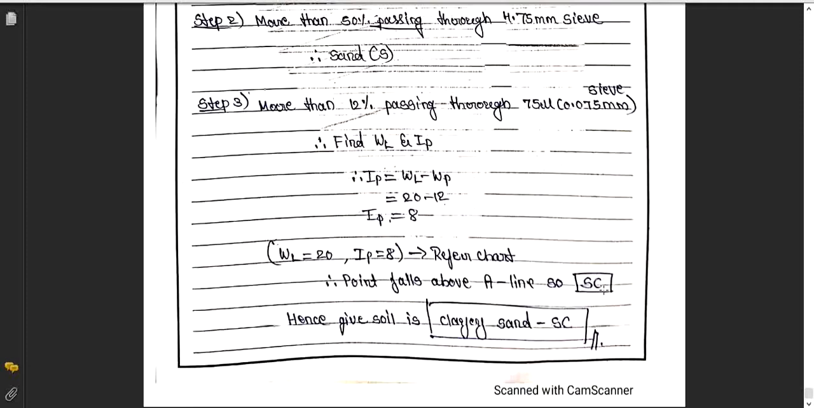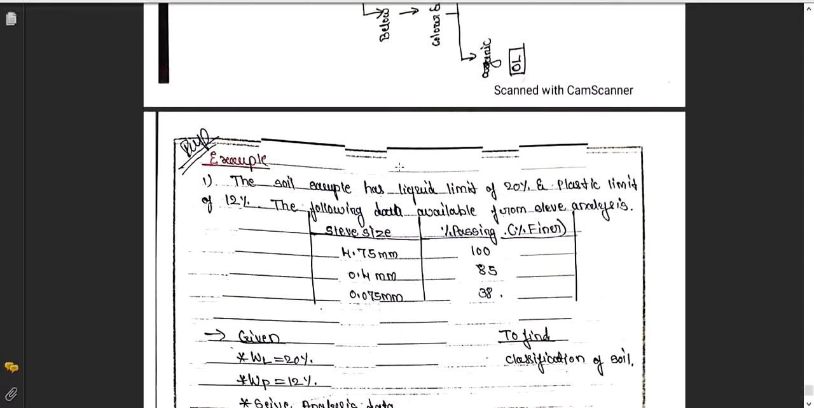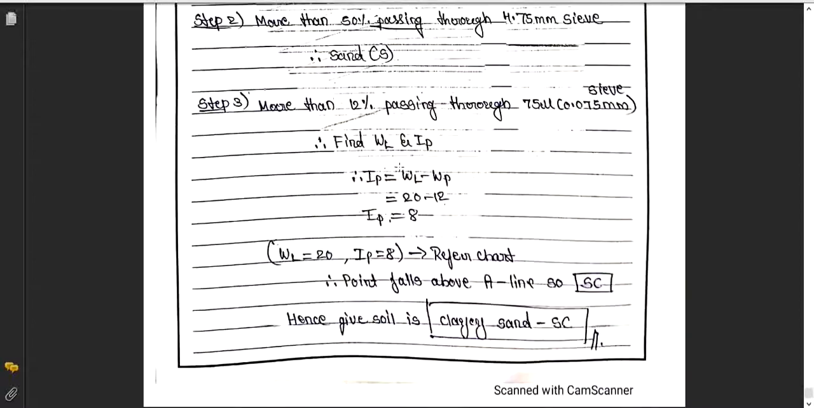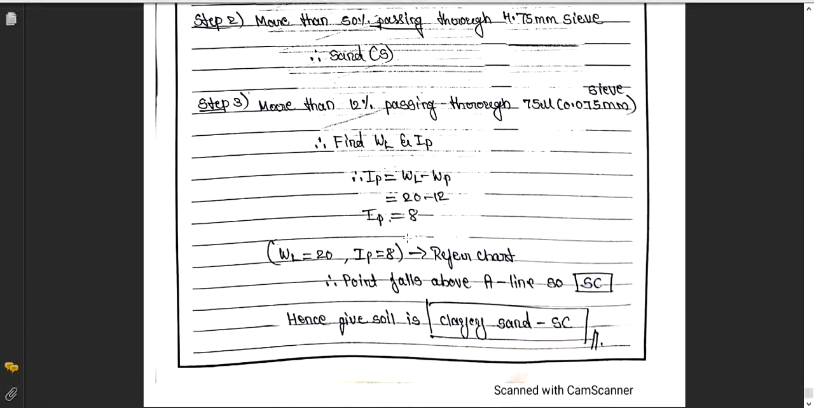C is clayey sand. So C is a letter, again we have got. So clayey sand is the nomenclature for this particular soil. You can go through the chart. If you have any doubts, you can raise your queries. S is the first letter which we have already got, and C is the letter we have got from the plasticity chart. That means WL is equal to 20, IP is equal to 8.